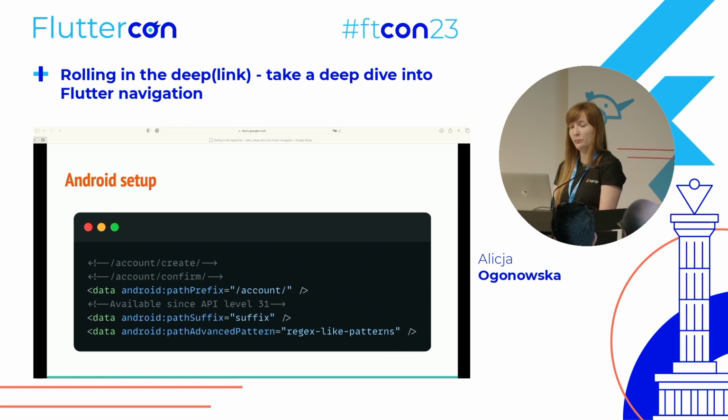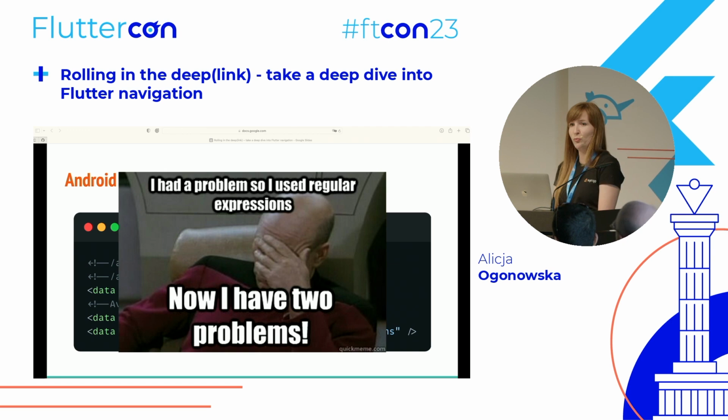And there is also one quite new parameter. It's called path advanced pattern. It was introduced in API level 31, and it allows you to use regex-like patterns. Actually, I decided not to cover that. If you are interested, just check the docs. I can just say that if you ever have a problem and try to solve it with a regex, then you may end up with two problems. Also, this is not a real regex. It's something regex-like, and only API 31, so probably only 5% of Android users are eligible.